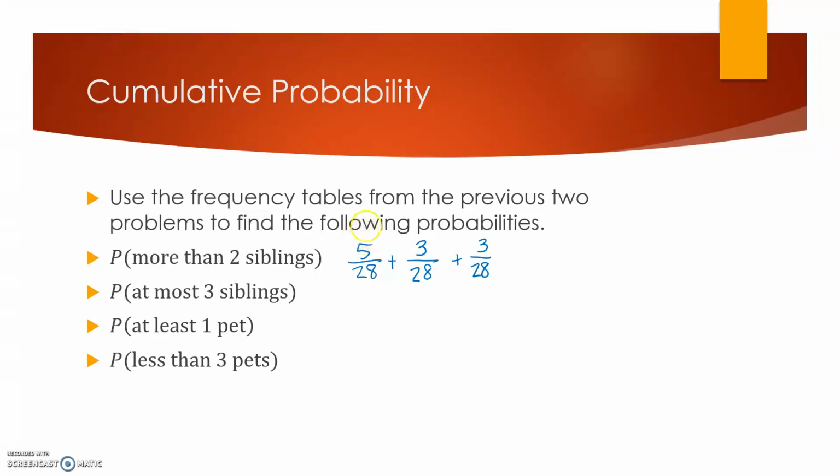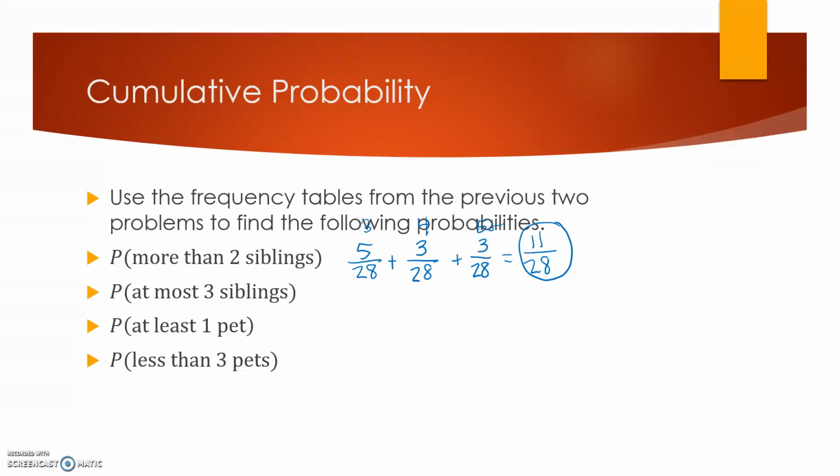So it could be that they have 3 siblings, they could have 4 siblings, or they could have 5 or more. So this would be all the possible results, and we would add all these up and get 5 plus 3 is 8, plus 3 is 11. So the probability that if we pick somebody else at random and ask them how many siblings they have, the probability that they have more than 2 siblings is 11 out of 28.